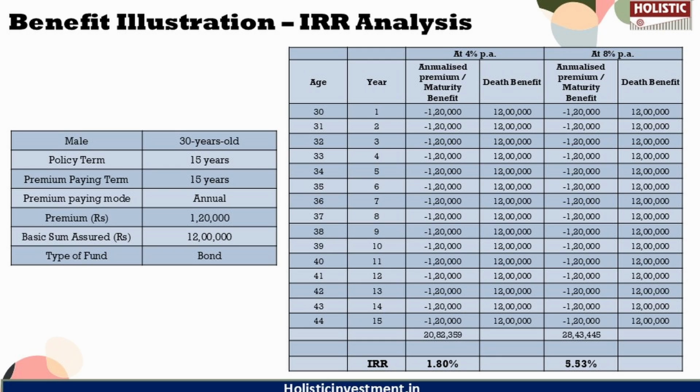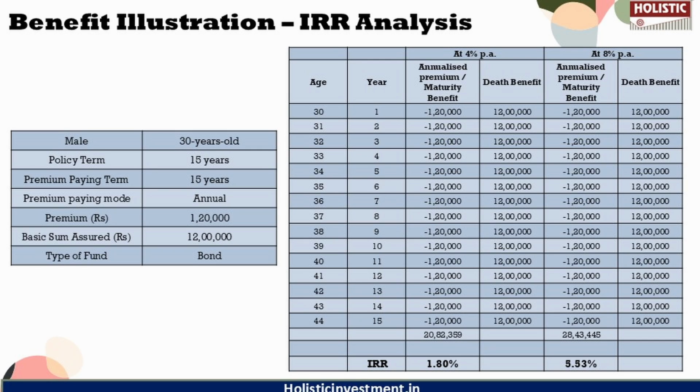For calculation purpose, let us assume that a 30-year-old male purchases this policy for a sum assured of 12 lakhs. The annual premium is 1,20,000 and the policy term and premium paying term is 15 years. If the policy holder pays the premium for 15 years, then at the end of 15 years, he would be receiving the fund value as maturity benefit.